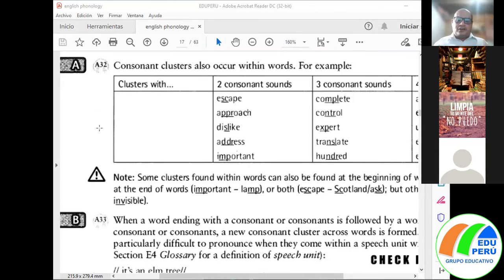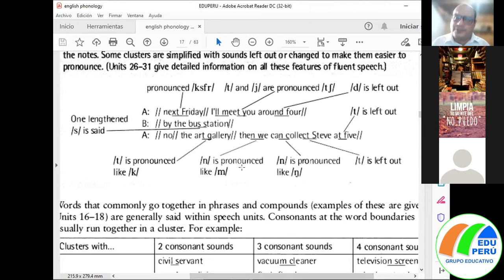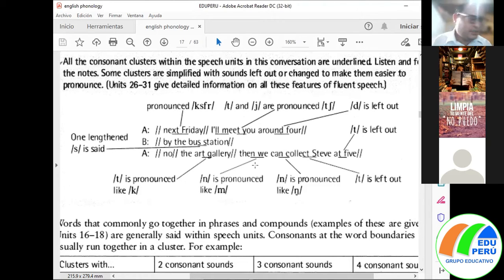So in order to refresh this part, here you have this short conversation. Can you remember this short conversation that we saw the last session? Notice in this short conversation, we have some things that we need to do if we want to speak fluently, connected. Remember that these are called the features of connected speech.